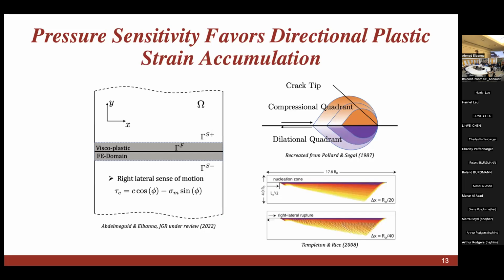Before giving you examples of the results we got, I want to highlight that the pressure sensitivity I just introduced in the formulation of Drucker-Prager favors what we call directional plasticity, plastic strain accumulation. So the idea is, if you have, say, a right lateral strike slip fault like this one, on the top here there will be increased compression just purely because of the sense of motion. So this quadrant will experience increased compression, and this quadrant, which we call the rotational quadrant, would experience reduced compression. So this part would experience compressive mean stress perturbation. This part would experience tensile mean stress perturbation.